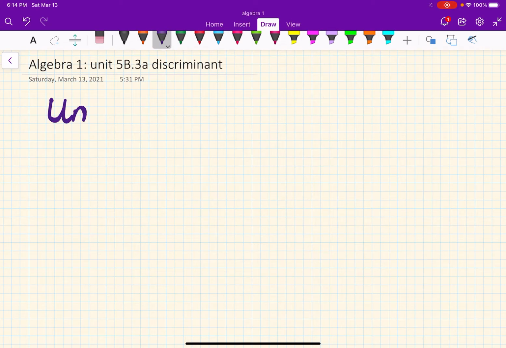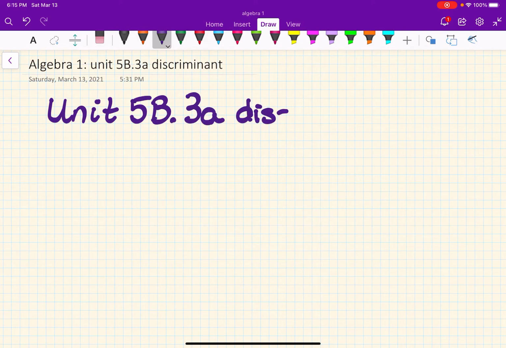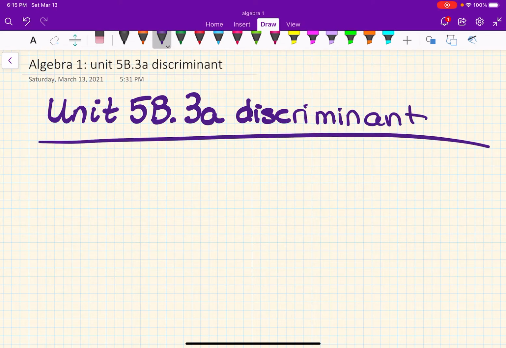Okay, we're doing Unit 5B, and the first section is the discriminant. Discriminant is part of the quadratic formula, but we're going to start with understanding how to find the discriminant before we do the whole quadratic formula. Again, keep in mind this is a step to find where the parabola crosses the x-axis.